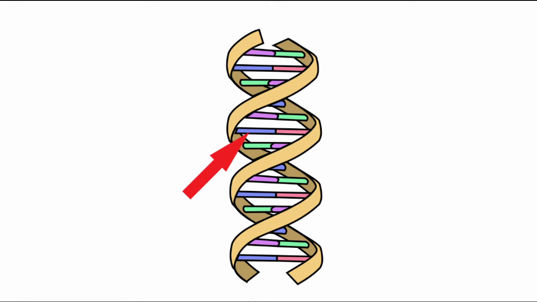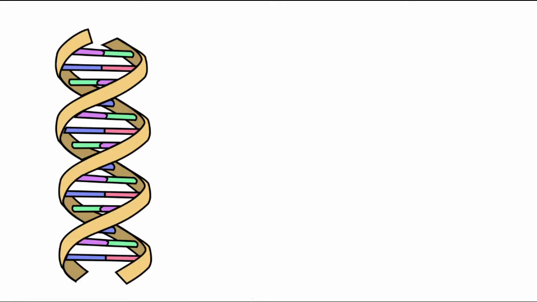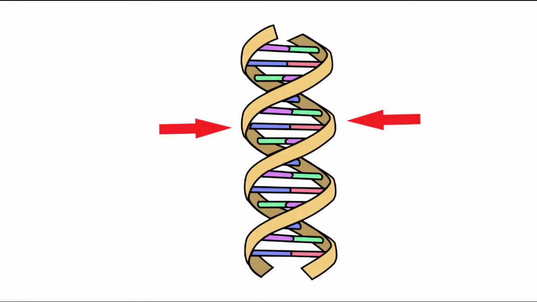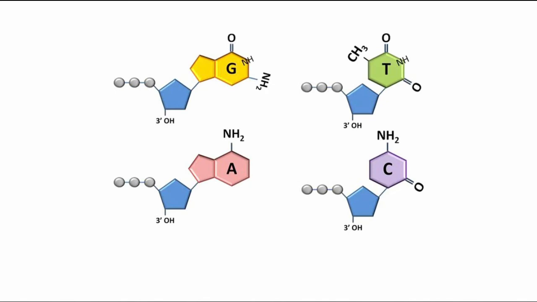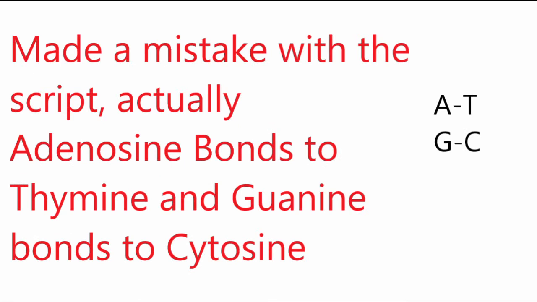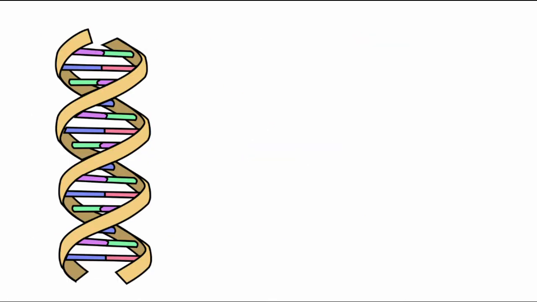There are two major nucleic acids in the body, DNA and RNA. DNA is a double helix formed by two chains of billions of nucleotides connected by weak hydrogen bonds. DNA consists of 4 different nucleotides: adenine, thymine, guanine, and cytosine. Adenine bonds to guanine and thymine bonds to cytosine, and these bonds form the rungs of the ladder.